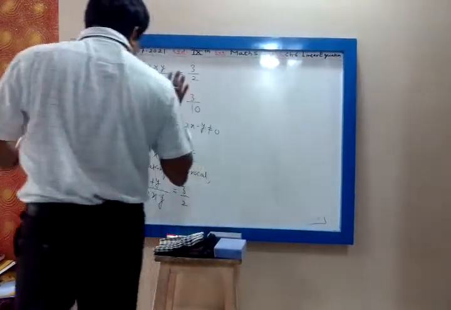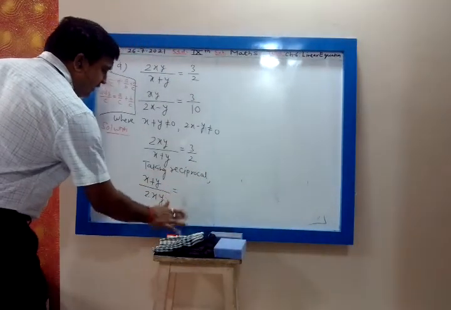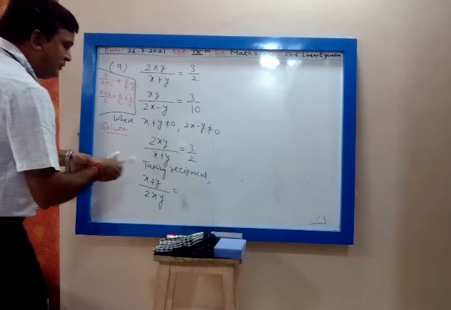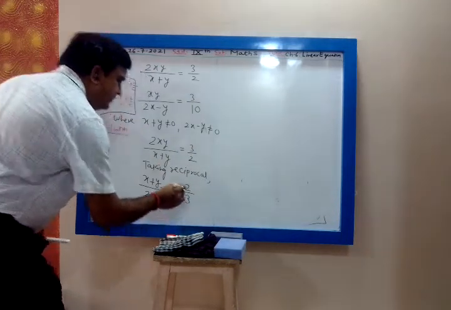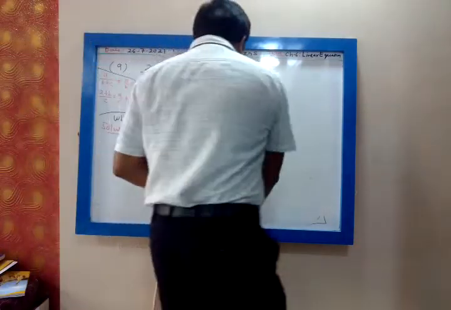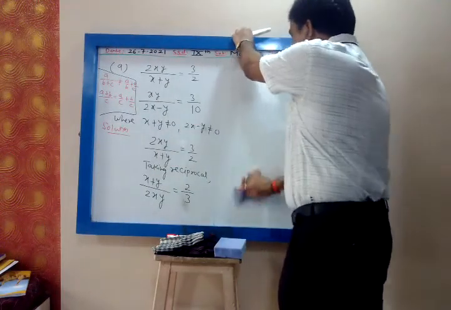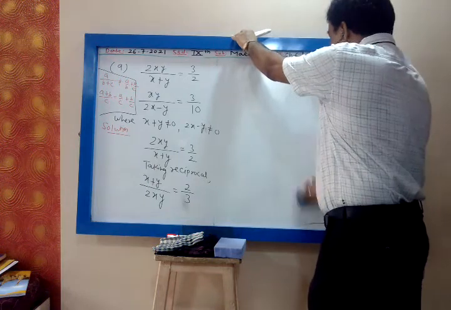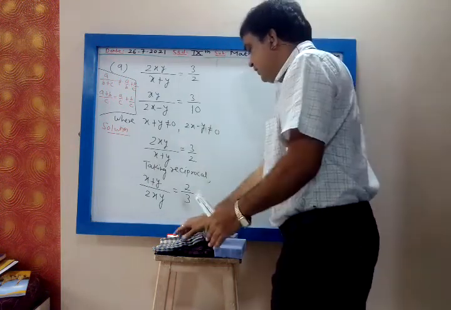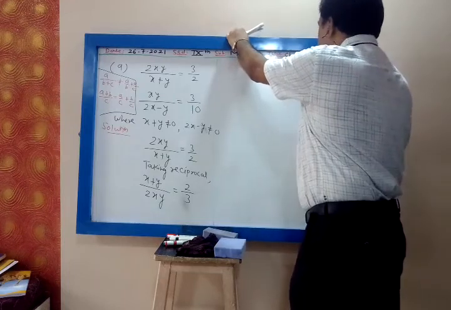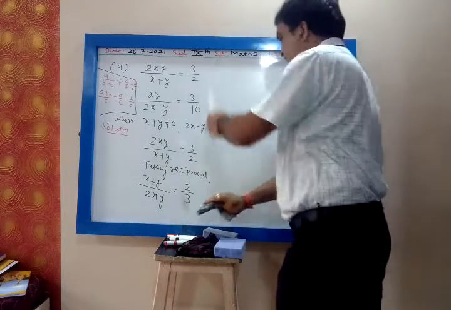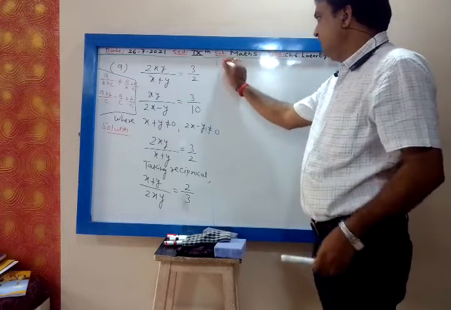No, my dear, wait. When you take reciprocal, you have to take reciprocal on both sides. So reciprocal of 3 by 2 will be 2 by 3. Yes, correct. Reciprocal means reciprocal on both the sides, not only one side. Okay.